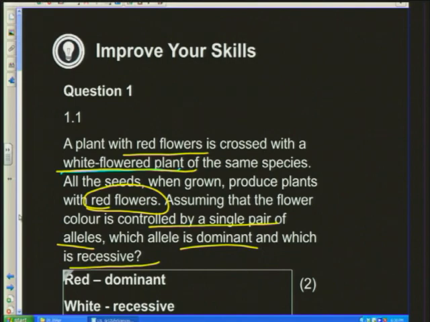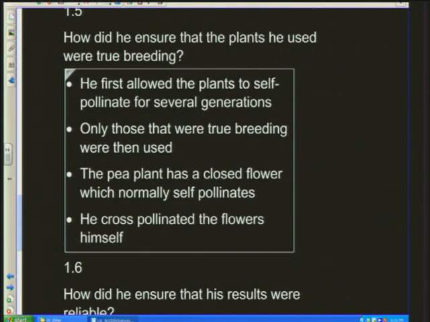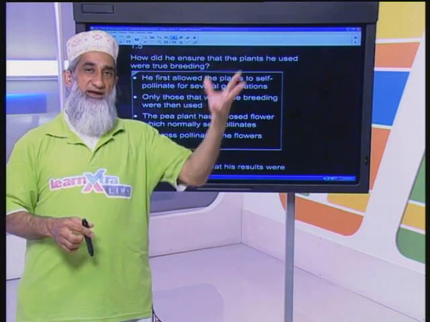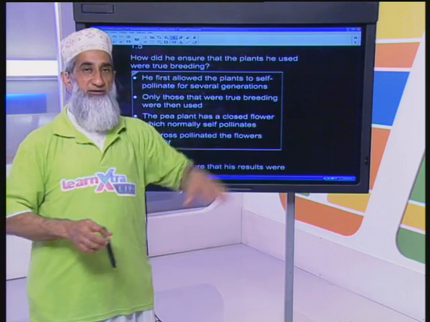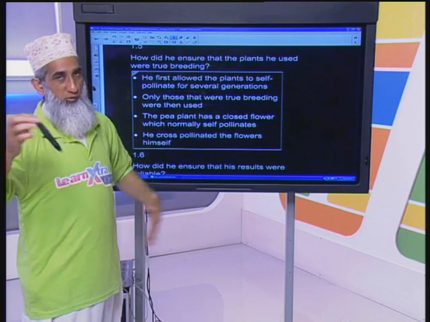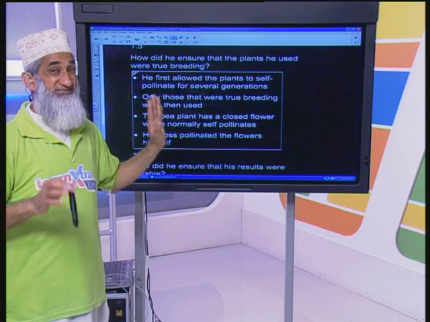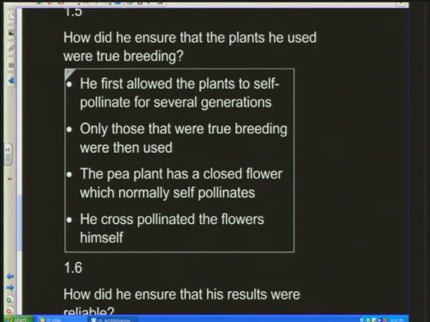How did he ensure that the plants were true breeding? And that's straightforward. First, he allowed the plants to self-pollinate for many generations. Only those that were true breeding. Now, how will he know that they're true breeding? He will know that they're true breeding if he took red plants with red flowers and kept breeding them among themselves, and all the generations only showed red. And he took white and only white came out there. All right? Or purple or whatever color that you're talking about. In this case, it's not red, right? It's purple and white. Then he took these plants and he cross-pollinated the flowers himself.